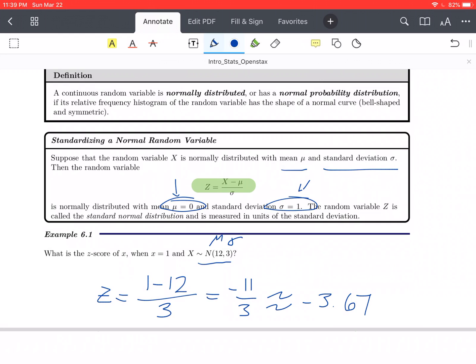And this can tell us how far away this data point is from the mean. In this case, it is almost 4 standard deviations away from the mean, which, if you remember your empirical rule, is actually really far away.